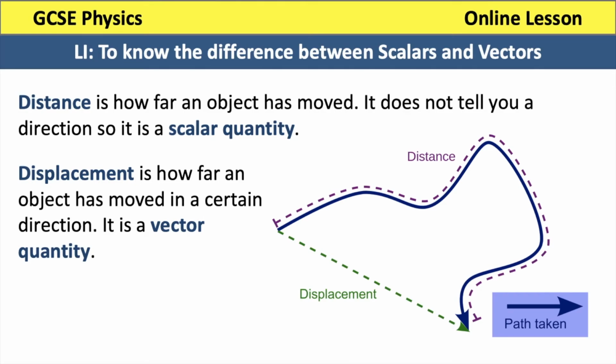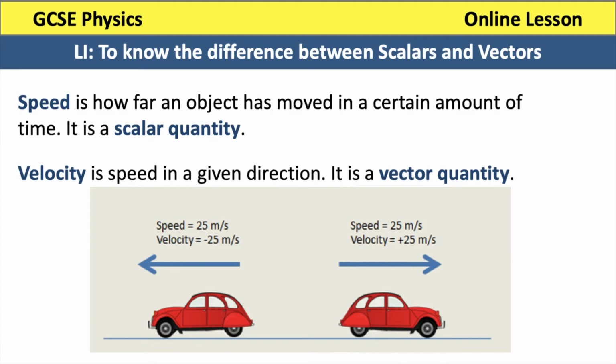Now the displacement is how far an object has moved in a certain direction, and because that does take into account direction, we say that it is a vector quantity. Speed is how far an object has moved in a certain amount of time, and that is a scalar quantity. Velocity, however, is speed in a given direction, and we say that that is a vector because it takes into account direction.